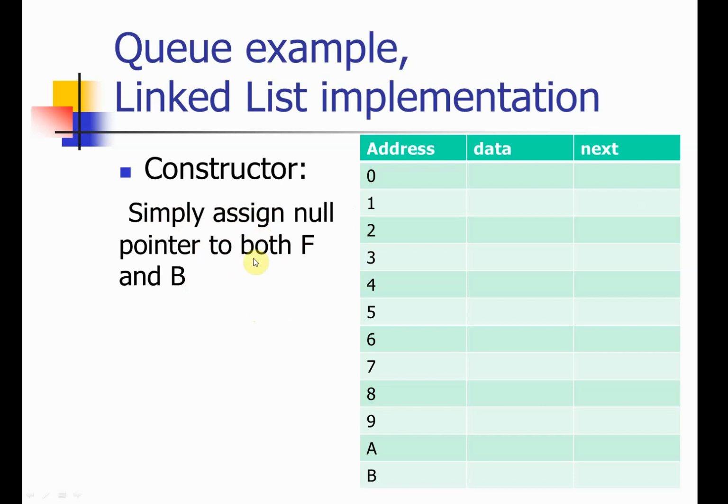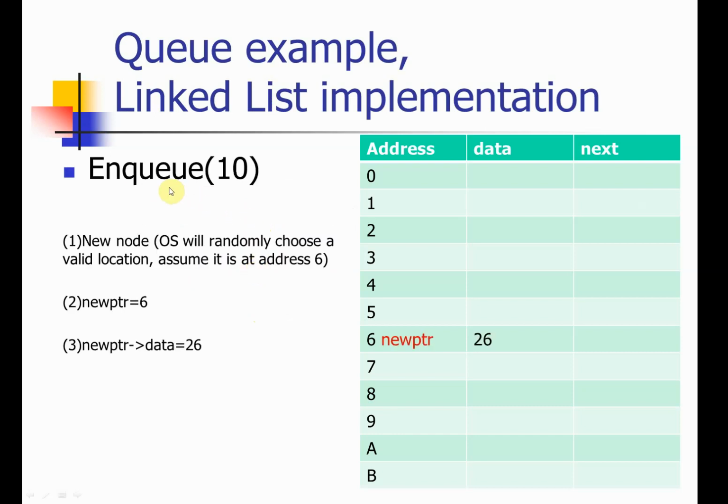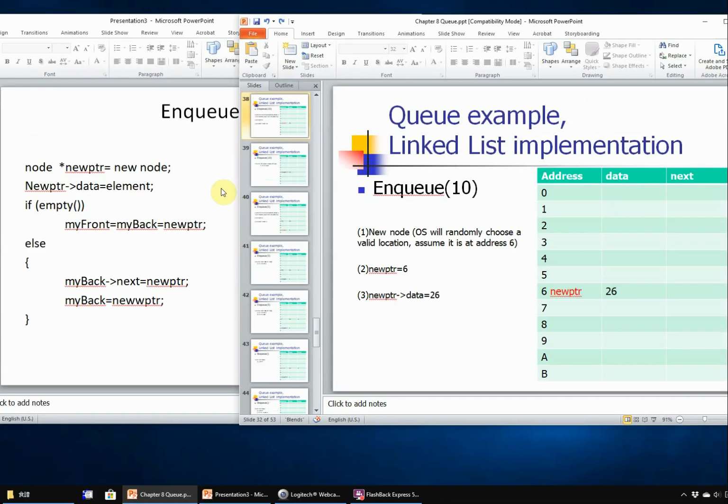So they are null, and that's the preparation. If we try to see an in-queue operation, to deal with the first two lines, what we can see over here is that we create a new node. That's corresponding to step 1, finding a random location and remembering it by the new PTR location. So we set new PTR equal to that location, and then we put the data into the location.